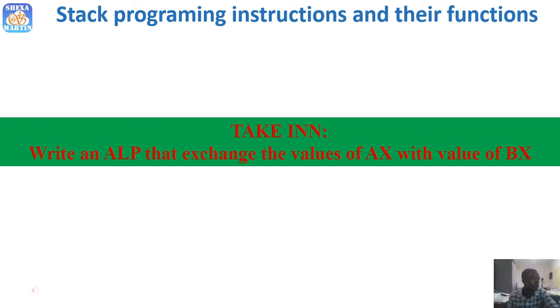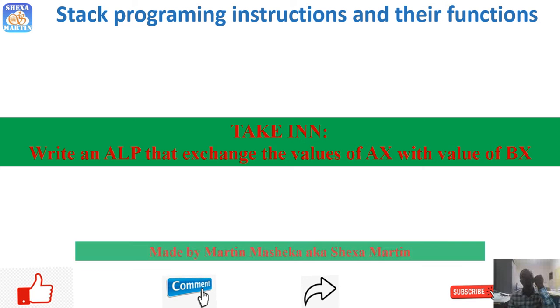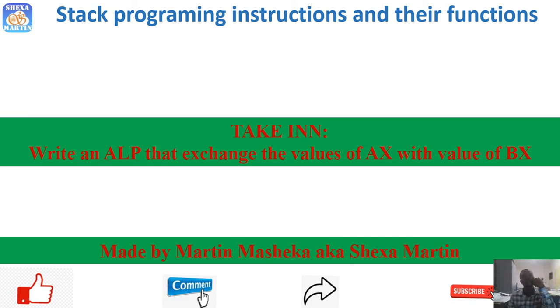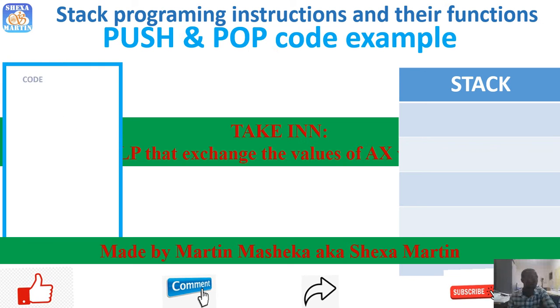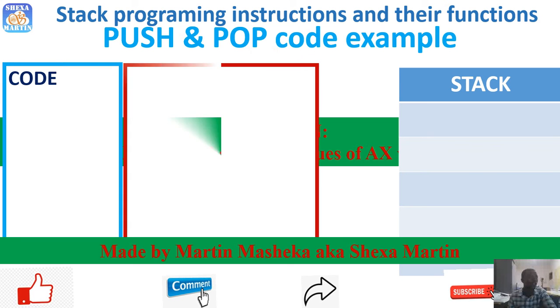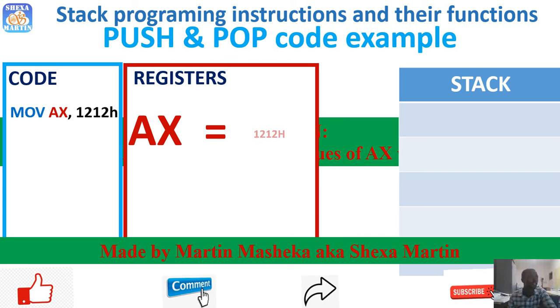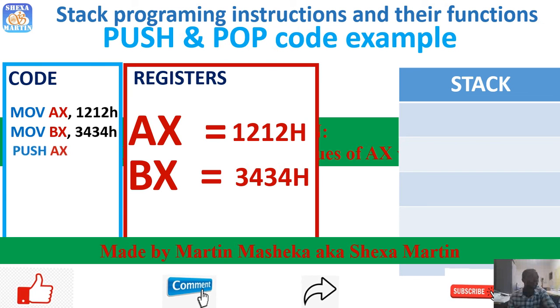Right, let's have this question. Write an ALP that exchanges the value of AX with the value of BX. So we're exchanging values that are in AX and in BX, and we want to use a stack to achieve this. So here we have our stack, and we have our registers, and the instructions go.